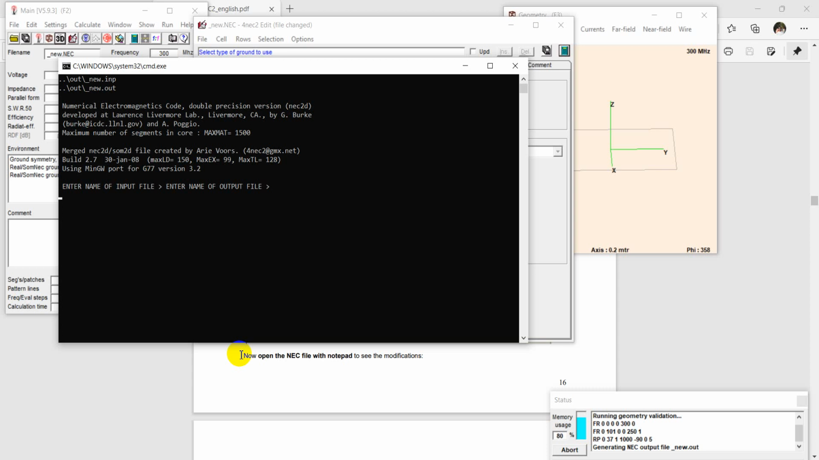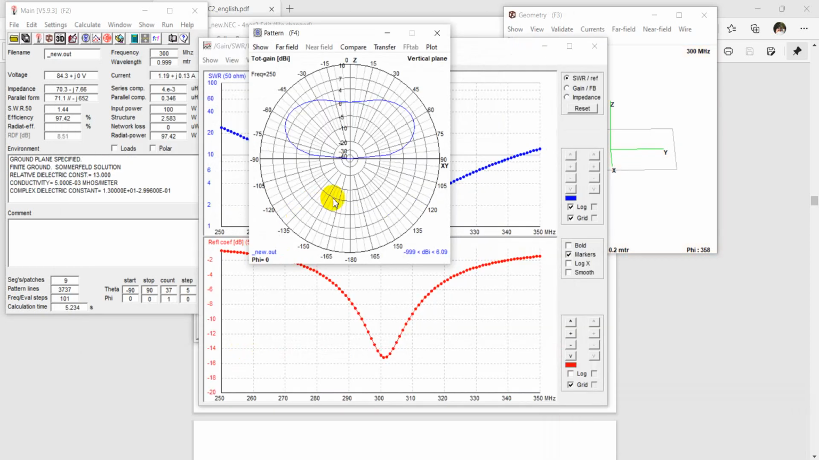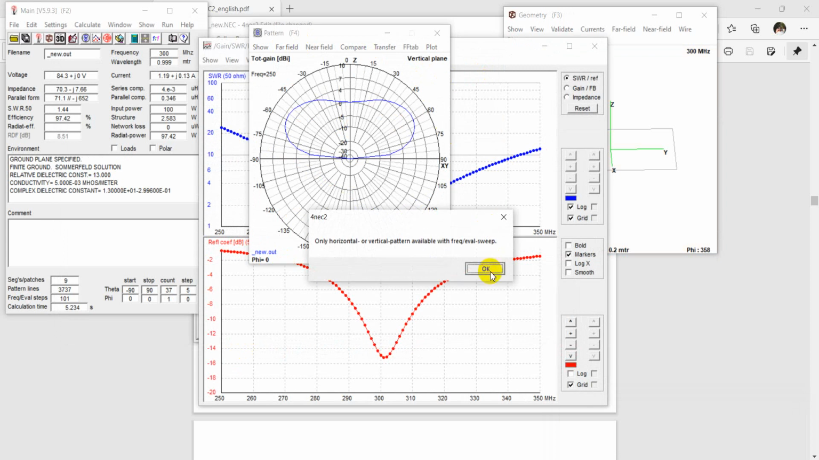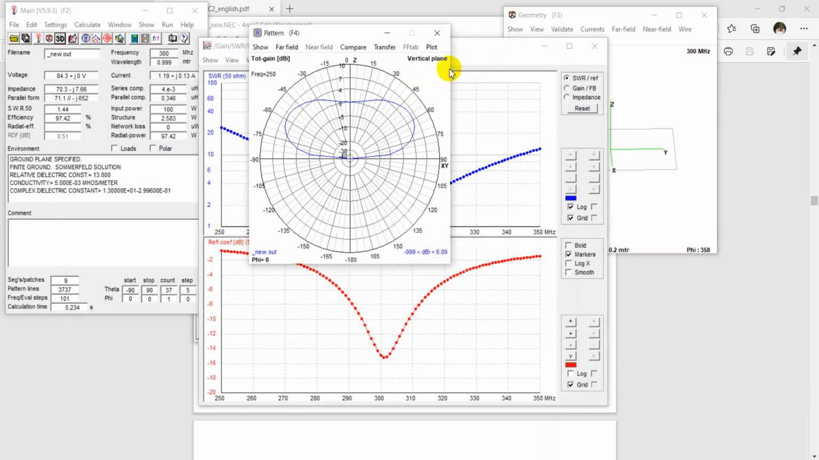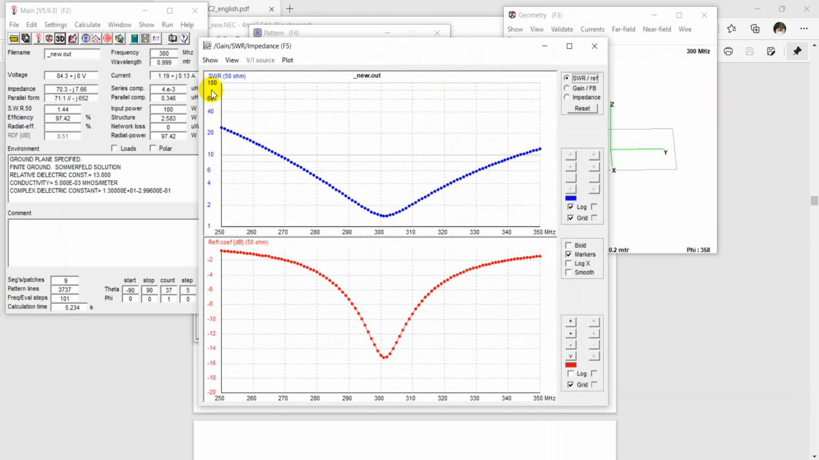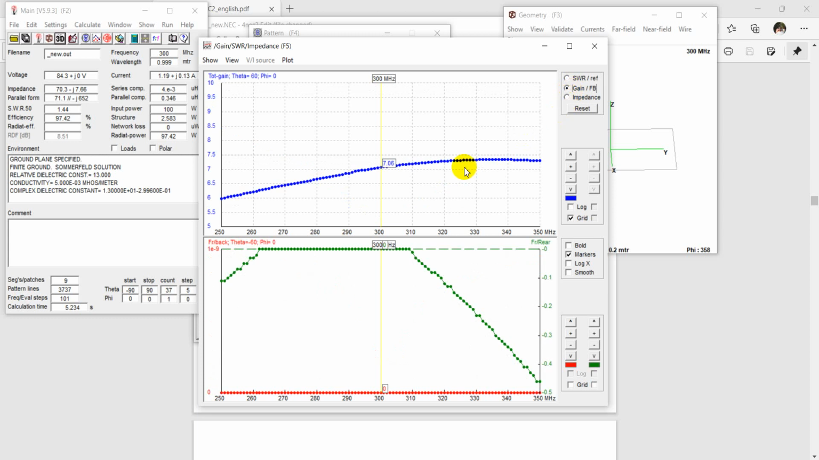You can simulate and finally get the output. The radiation pattern looks like this in the vertical plane, and the ground plane is not shown. The SWR of this pattern and the reflection coefficient at 300 megahertz look like this, and the gain is 7.06 at this frequency.